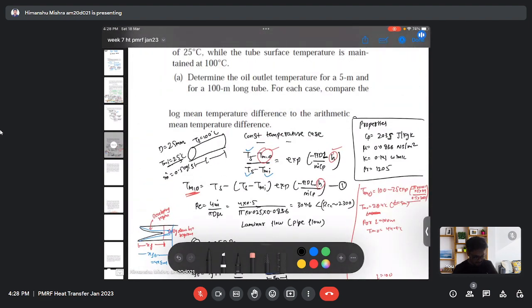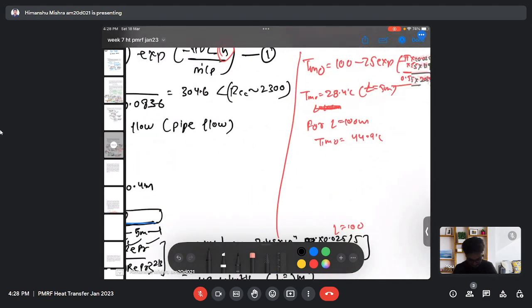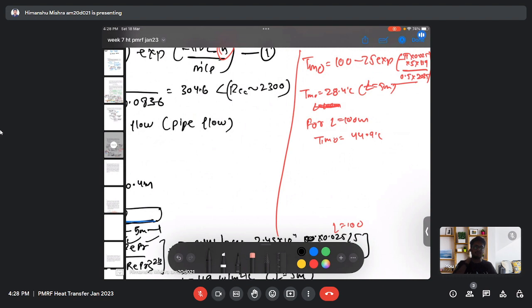Now we need to determine the log mean temperature difference and the arithmetic temperature difference. So we will be using the same formula that we used in the previous problem.